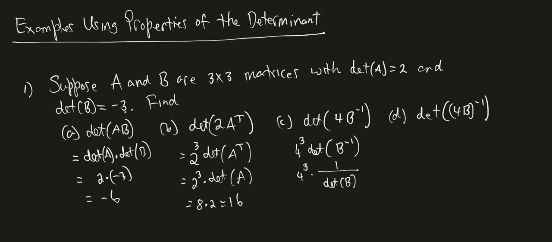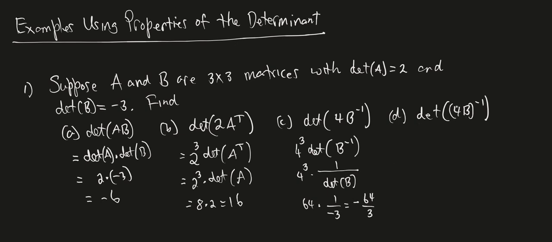And again, we know that it's non-zero because the determinant is not 0, so we know that the inverse exists, right? So we have 4 to the third power, that's 64, times 1 over -3. And then we can write that as -64 over 3. Right?